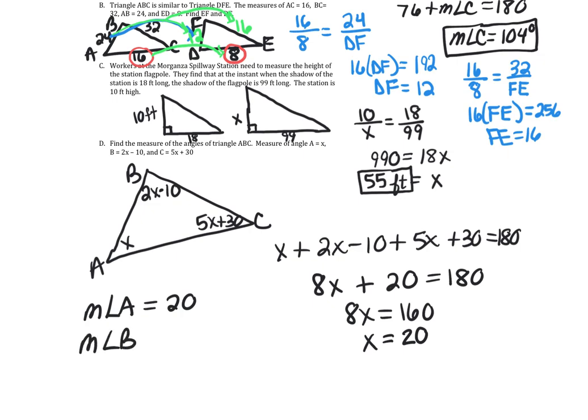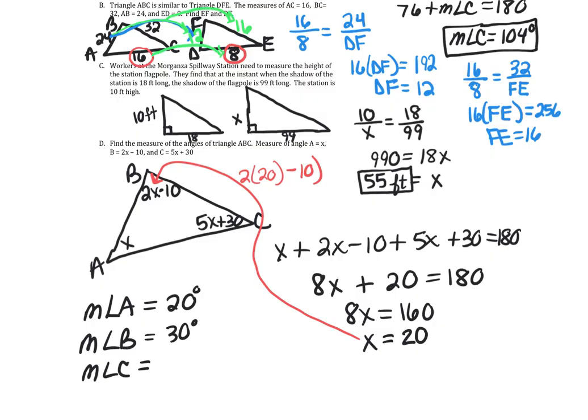Measure of angle B, okay, let's substitute that 20 back in. 2 times 20 minus 10. So that's 40 minus 10, which is equal to 30 degrees. And measure of angle C, you can plug that back in here. That's going to be 5 times 20 plus 30. 5 times 20 is 100. 100 plus 30 is 130. And those are the measures of the angles of the triangle.